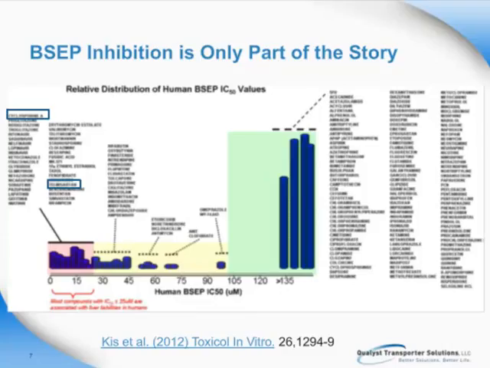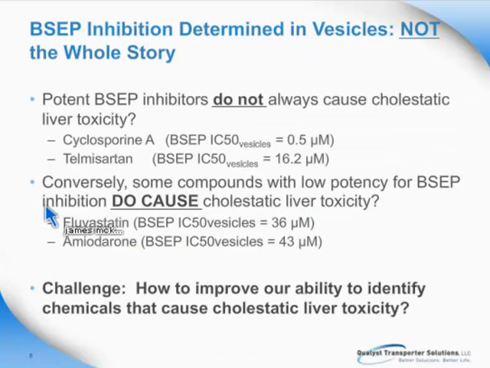And this is another attempt to categorize that, done by Kers using the same data from Morgan and Dawson. And you can see here that they came up with the idea that a BSEP IC50 in vesicles of less than 25 would produce an adverse event, and in particular, that it would cause cholestatic liver toxicity. And there's a couple of compounds, cyclosporin A, which is a potent inhibitor of BSEP, and also telmisartan, which although it can inhibit BSEP, they don't always result in cholestatic toxicity.